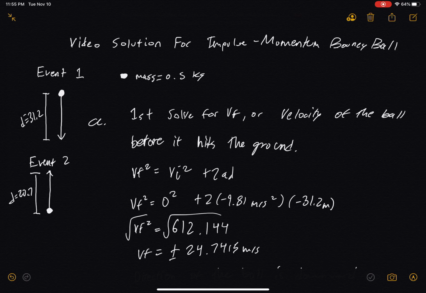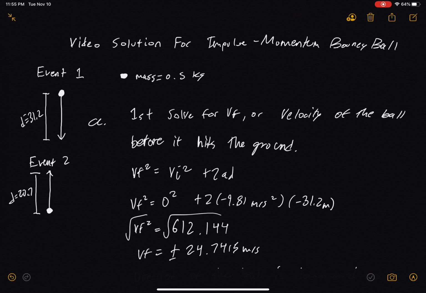This is the impulse momentum bouncy ball problem from Lon-Capa. The problem says a super bouncy ball with a mass of 0.5 kilograms falls from rest starting at a height of 31.2 meters, which I drew as event 1. That dot is the ball, falling a distance of 31.2 meters. The ball rebounds upward to a height of 20.7 meters after interacting with the ground. I drew that as event 2, with the dot representing the ball again going back up a distance of 20.7 meters. It says to ignore air resistance, so we don't have to take that into account.